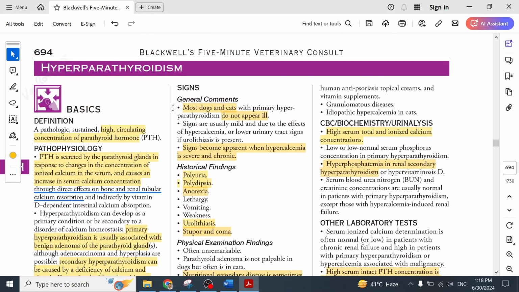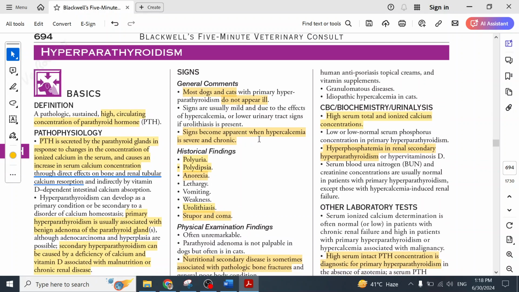Signs, most dogs and cats do not appear ill. Whenever there is an acute stage of hyperparathyroidism, dogs and cats do not appear ill. Signs become apparent when hypercalcemia is severe and chronic. Whenever there is severity of hyperparathyroidism, then signs appear. The signs are anorexia, polyuria, polydipsia, urolithiasis.